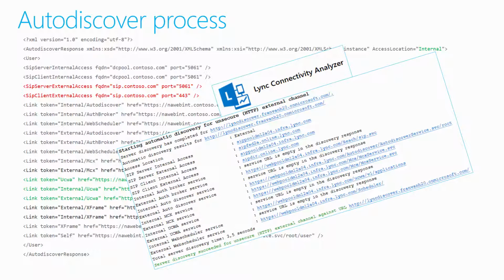One very useful tool, if you want to check if all these A records are in place, as they should be, is the Lync Connectivity Analyzer. You will find in the resources slide at the end of the session a link to the Lync Connectivity Analyzer, and it's a tool that you can download and where you can check if you can discover all the required records so that you can be sure that your user will be able to sign in.